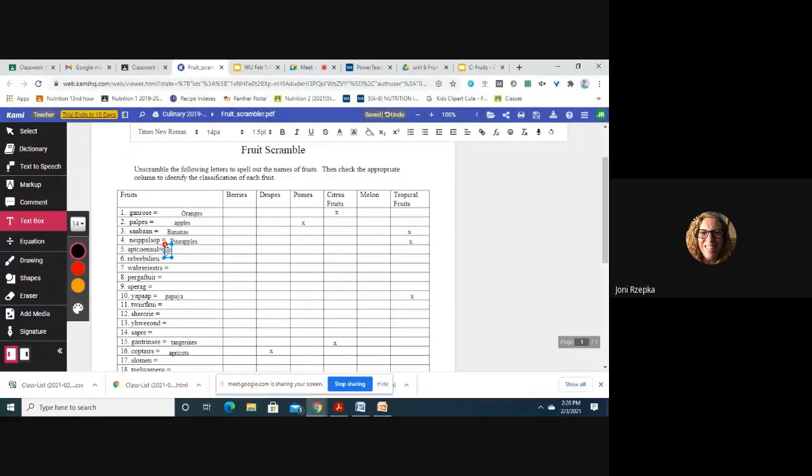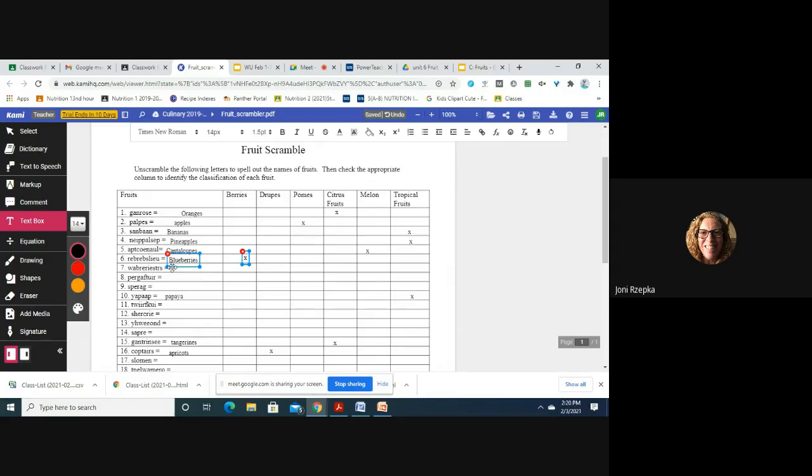Starts with a C. Anybody got that one? Cantaloupes. Yep. And then what category? I think melon. Yes. Okay, the next one, it starts with a B. Blueberries. Yep. And then that is a berry, correct? Yeah.